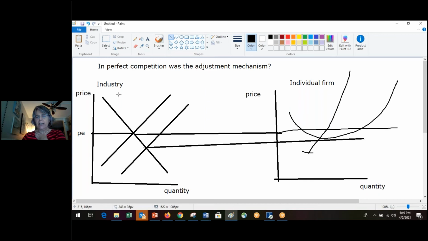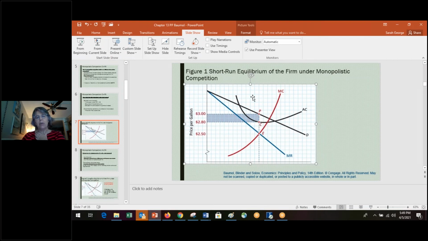So in perfectly competitive markets, the adjustment mechanism to ensure zero profits in the long run is that the supply changes. In the monopolistically competitive firm, they're sharing a fixed amount of market. So the demand curve is what shifts to bring them back to equilibrium. So here we are in this picture again.